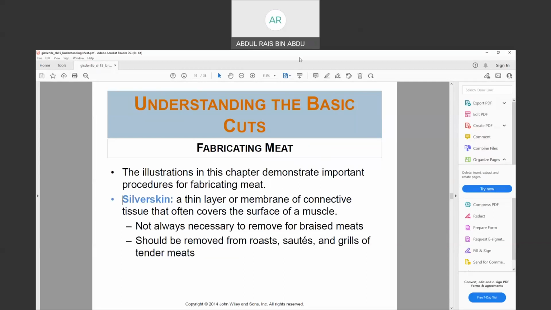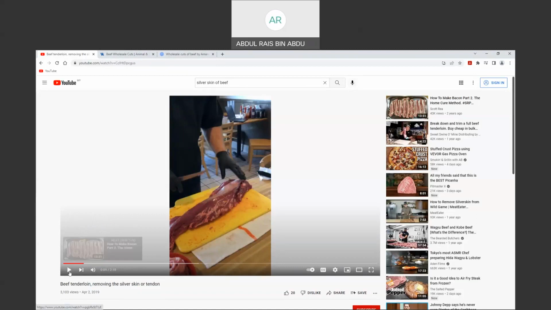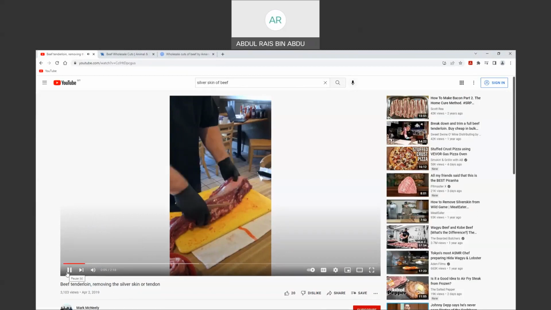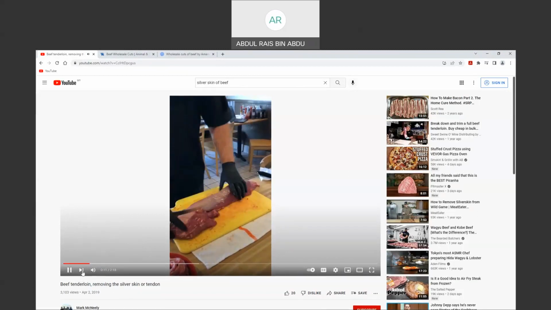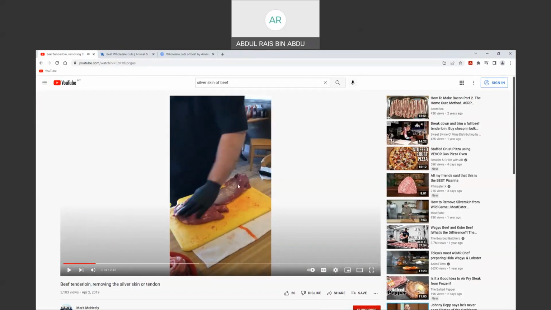Sekejap saya tunjuk kat mana silver skin tu. You can look at this short video demonstration of how silver skin is being removed. Yeah. This silver, and we're almost down to what's known as a steak ready. So the silver skin is this layer here. It is not fat. Yeah. It's a layer of connective tissue. Right. Don't get confused is as fat.